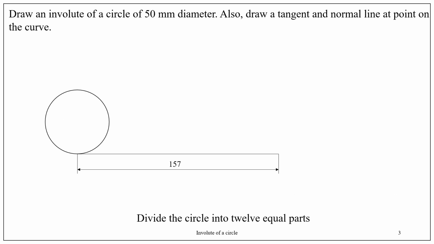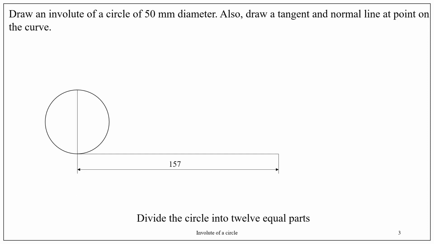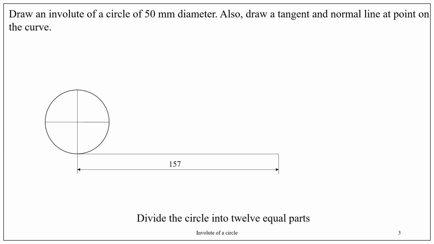Divide the circle into 12 equal parts. For that, the procedure we discussed while drawing the cycloid can be used. Use the vertical and horizontal scales of the mini drafter. Draw vertical and horizontal lines passing through the center of the circle.